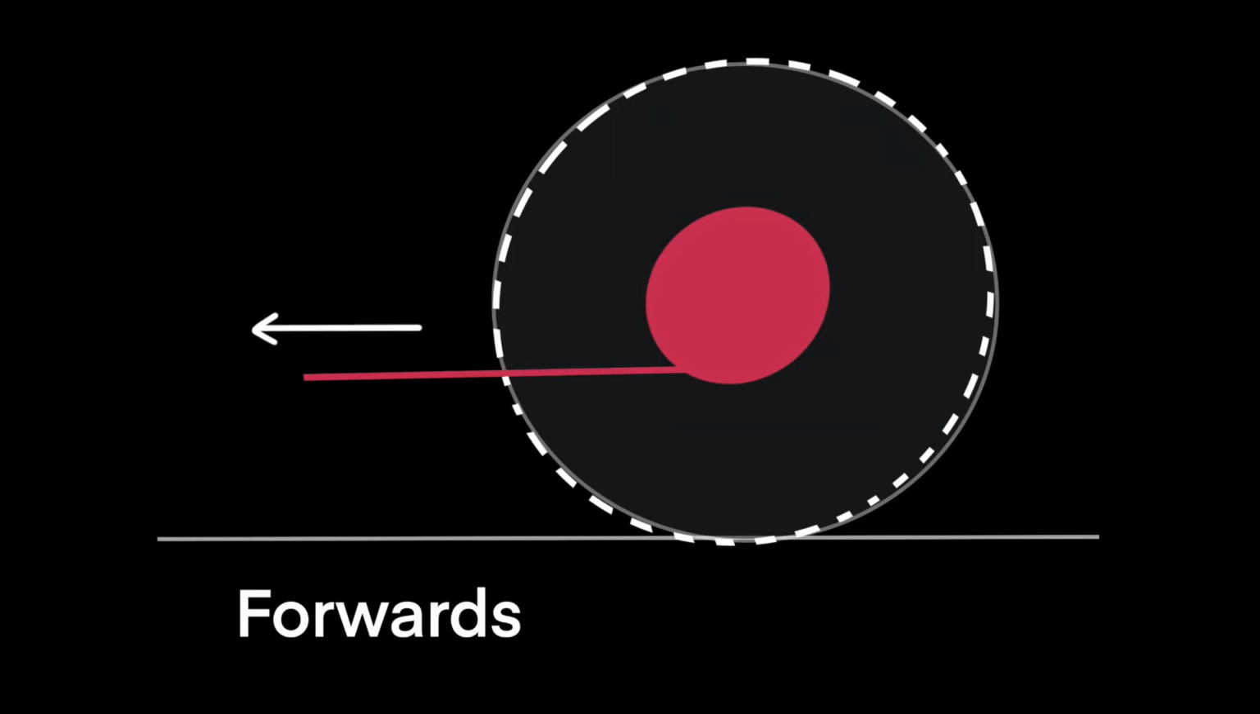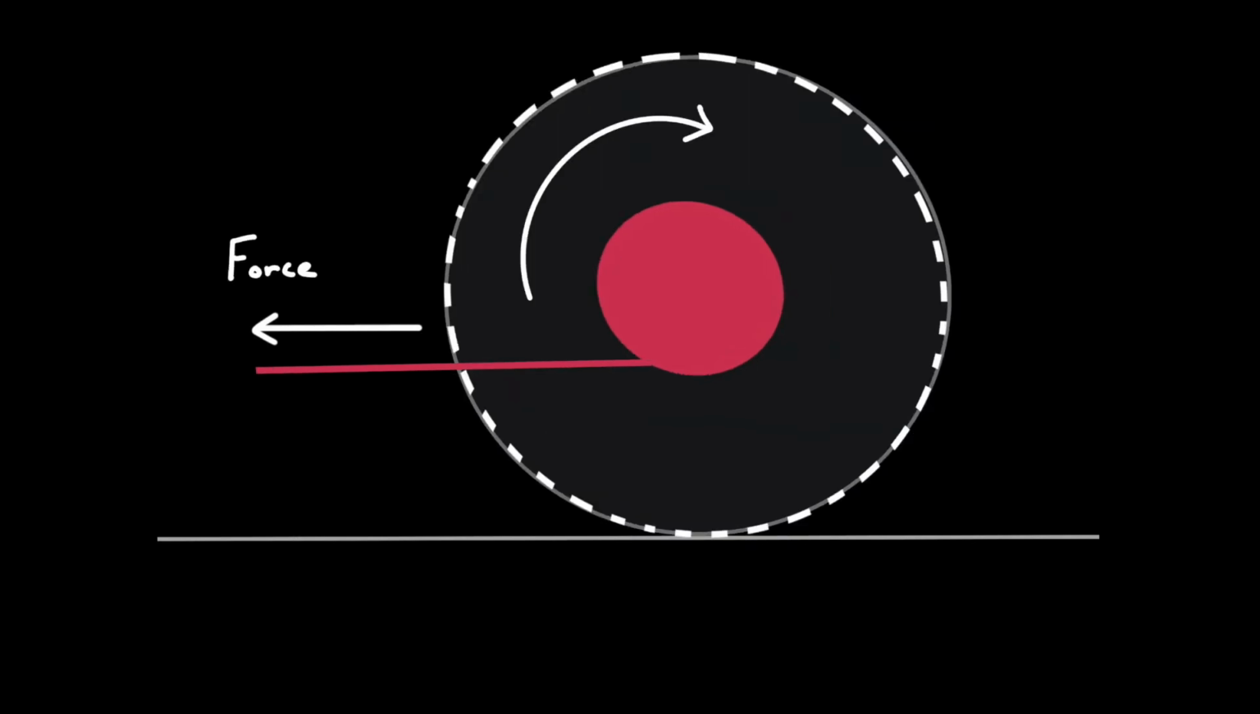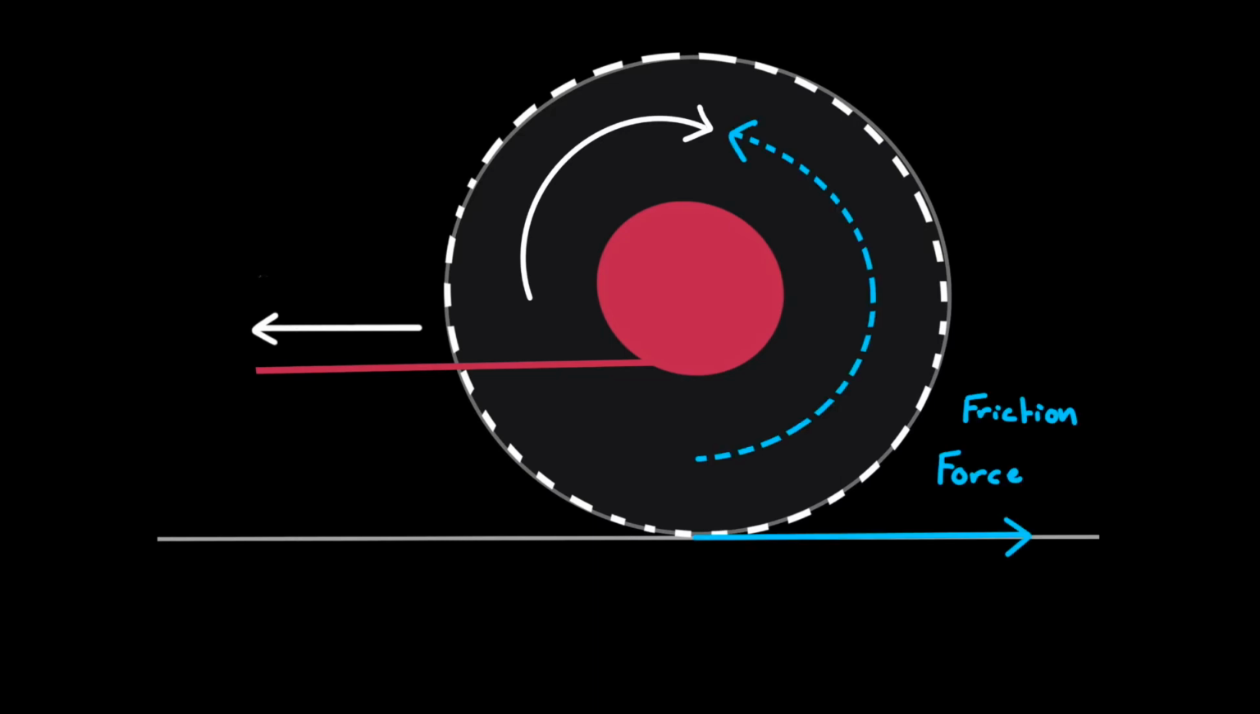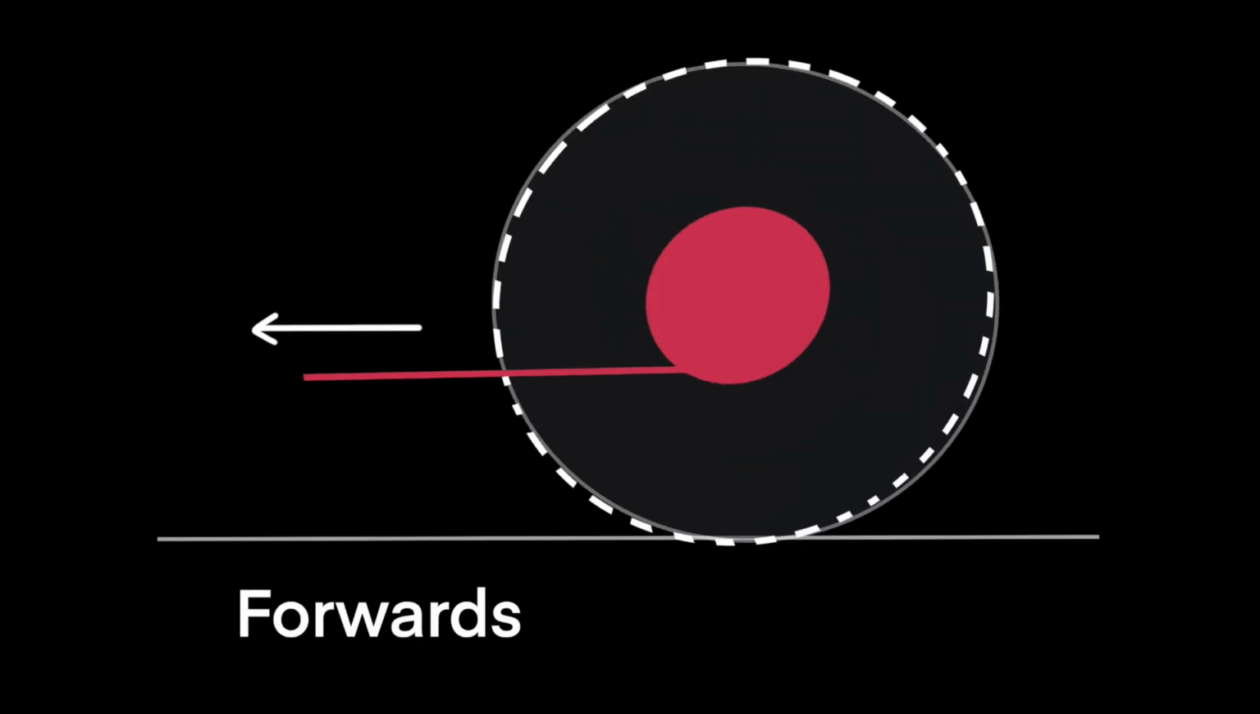So the force you're exerting on the cotton reel is acting near the centre, which makes it turn clockwise. But there's also a friction force between the bottom of the cotton reel and the floor. So this makes the cotton reel turn anti-clockwise. And this is a stronger force than the one you're exerting. So the cotton reel rolls forwards.